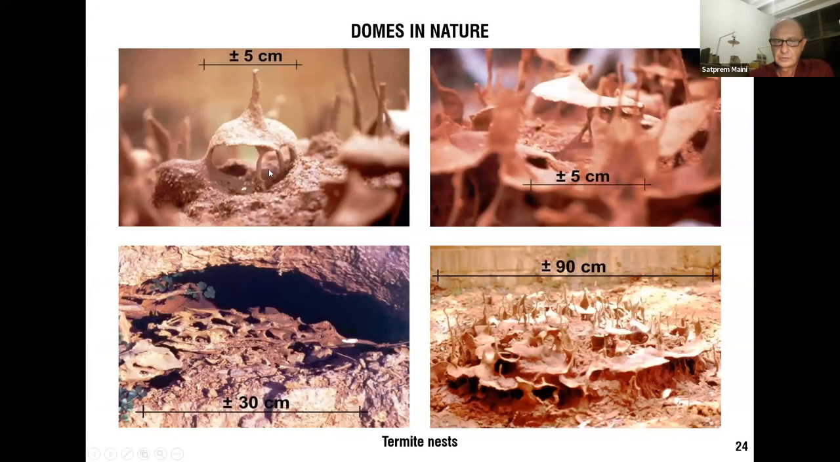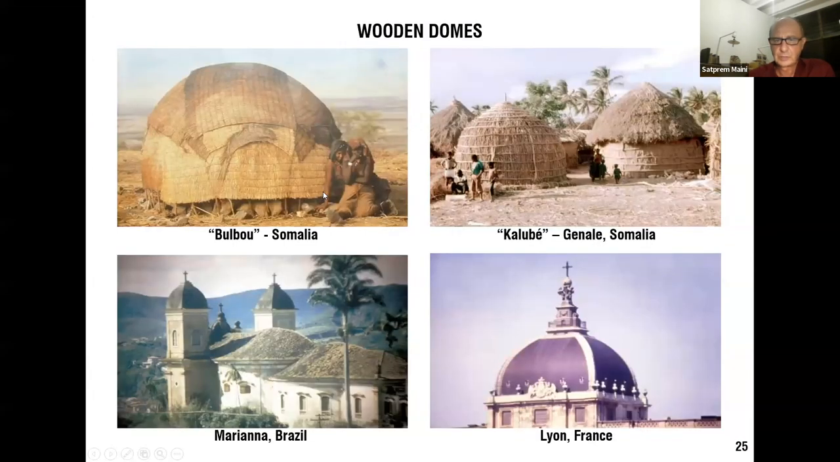Then wooden domes, this is in a very simple society like in Somalia, for nomads in Somalia, here also in Somalia. In Brazil, this is a special shape, like the nave of a boat. This was done by sailors. That's why this is the roof of a church, which was built like a boat, but in reverse position. And this is totally wood inside. So they have built the roof with wood, like they would have built a boat, but in the reverse position.